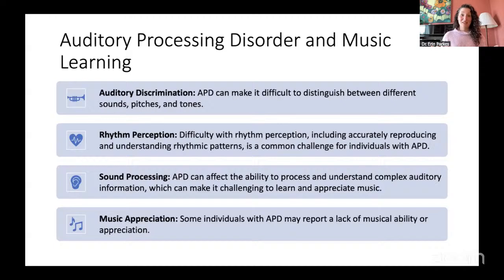exactly what it says, to learn and appreciate music, because they're not taking it in the way that we hear it. So music appreciation, some individuals with APD may report a lack of music ability or appreciation because of these challenges.